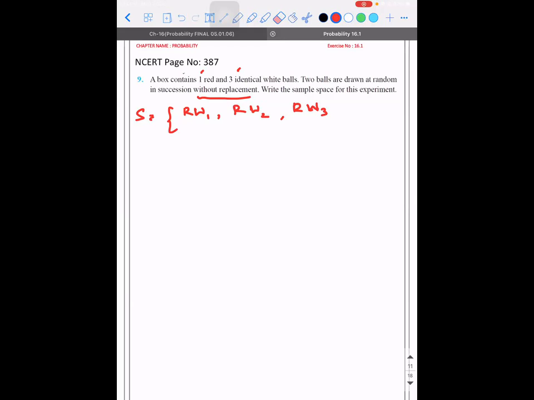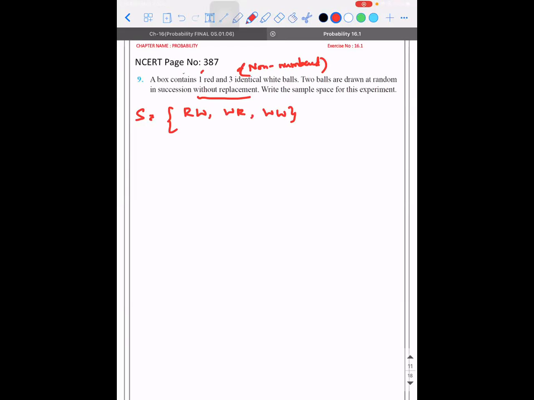3 identical white balls. So identical means is it labeled or not? So how is the answer given at the back? Have they given it as RW and WR? Yes, sir. Given RW, WR, and WW. So since they've used the word identical, it is non-numbered. So it can be red and a white ball, white and a red ball, or a white and a white ball, because here it is done without replacement.